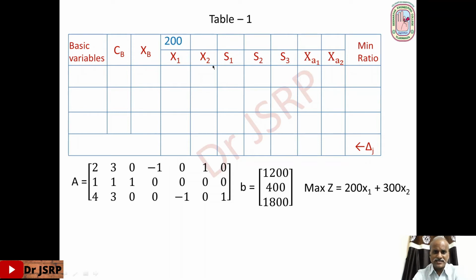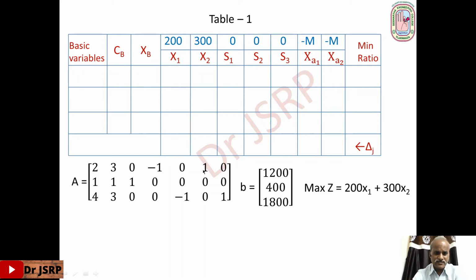x2 coefficient is 300. Cost for x2 is 300. S1, S2, S3 are slack and surplus variables. Their prices are zeros. And XA1, XA2 are artificial variables. By the big M method, their cost is minus M.